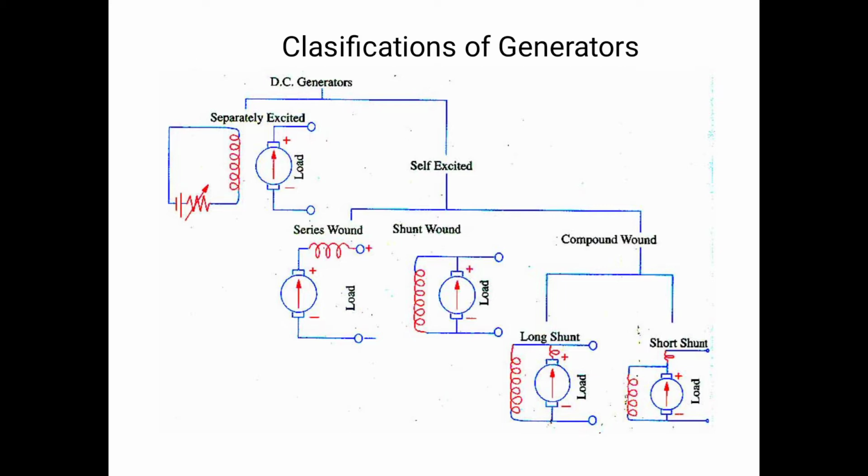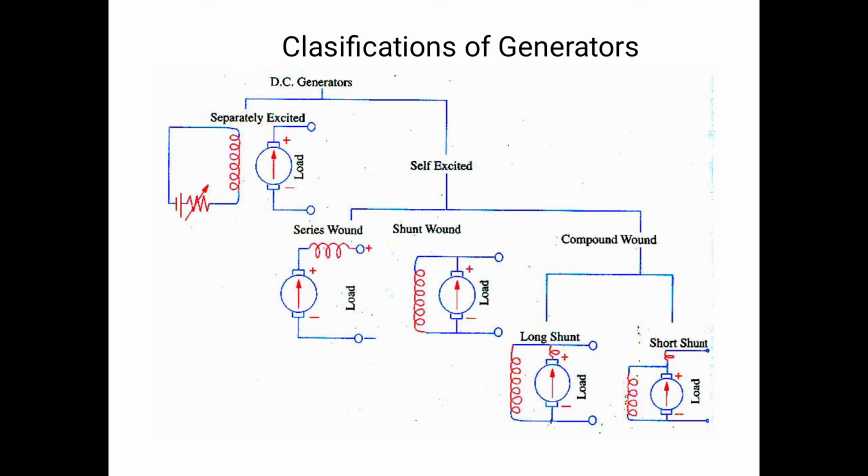In this case, this is the armature winding and this is the field winding. The armature winding and field winding are in series connection. This connection is called series connection. So next one, shunt wound DC generator. In this case, armature winding and field winding are connected in parallel connection. Okay, this is called parallel connection.